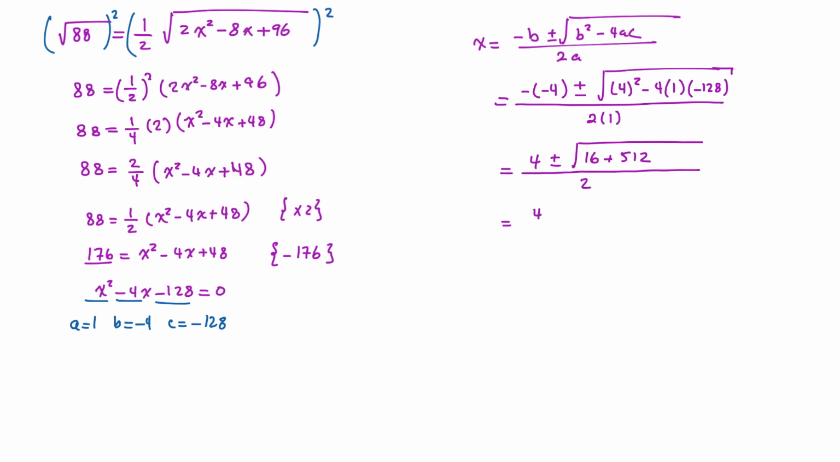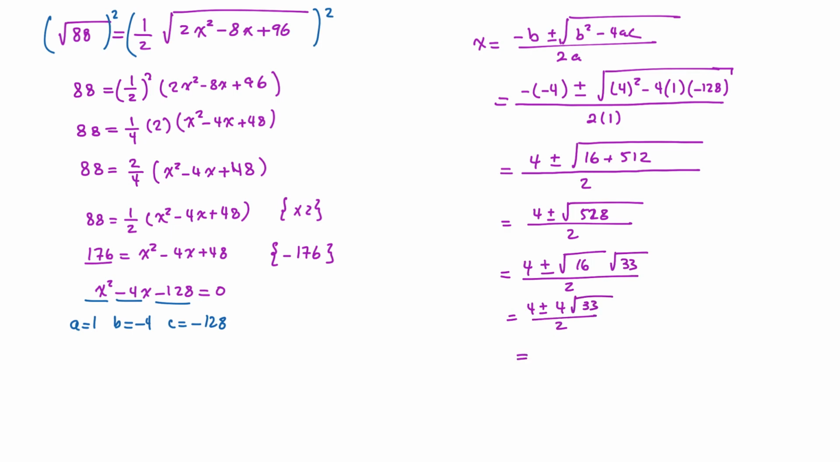Once I have this, I will have 4 plus or minus root of 16 plus 512, which is 528, over 2. And now the simplifying game begins. I get 4 plus or minus root 528. Root 528 can be written as root 16 times root 33, over 2. That's going to equal 4 plus or minus root 16 is 4, and I get root 33 over 2, and then 4 divided by 2 here is going to equal 2, and 4 divided by 2 here also equals 2, so I get 2 plus or minus 2 root 33 as my possible x values.